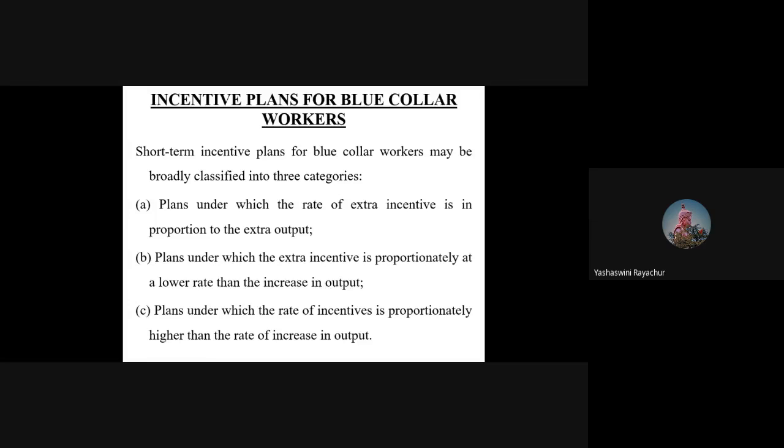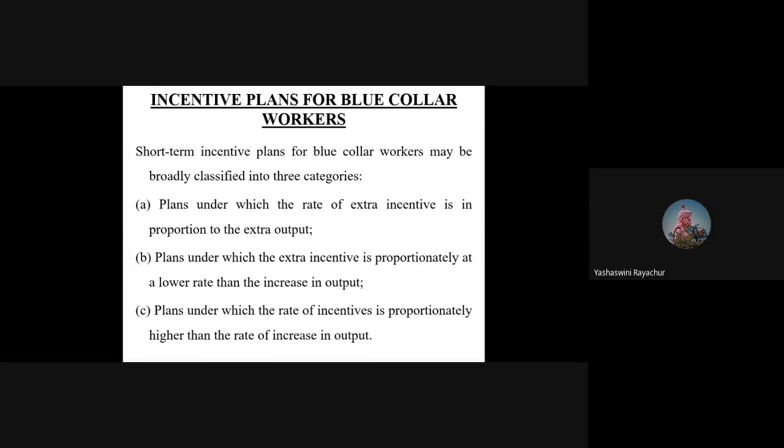which are going to be given to the blue collar workers, and they can be classified into three types of categories. The first category is the plan under which the rate of extra incentive is in proportion to the extra output. You can say it is 1:1. If productivity or output increases by 1%, a 1% increase in the incentive will be given to the employee.